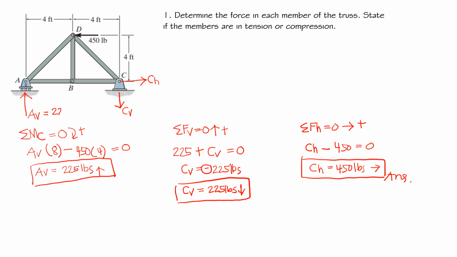So we can write that as AV is equal to 225, CV, that's also 225, and CH is equal to 450.